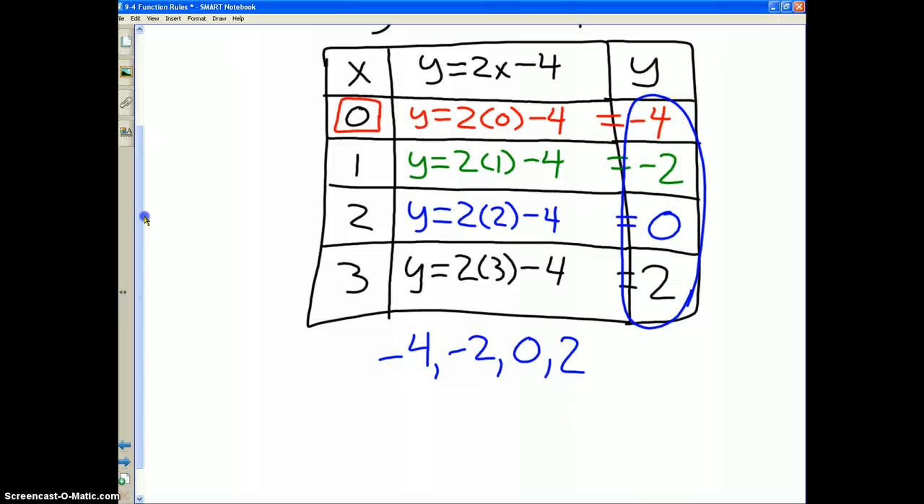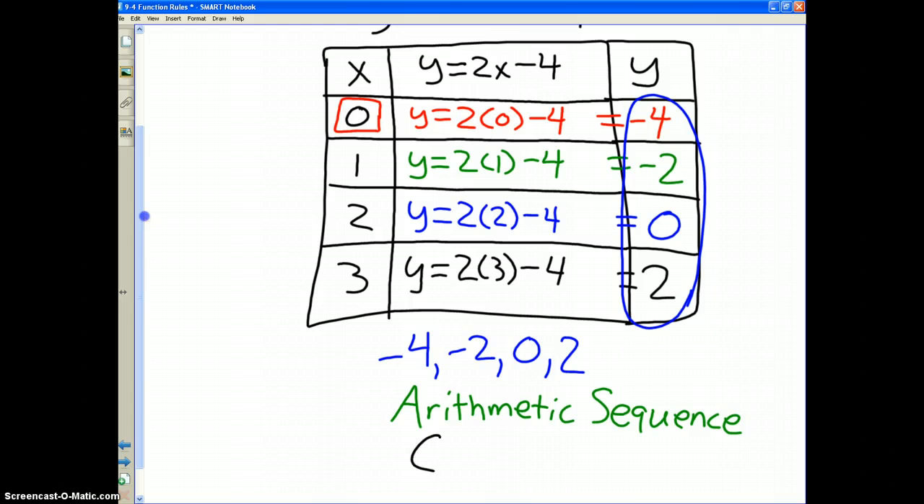And we should now be able to understand that it is an arithmetic sequence, and our common difference here would be a positive 2. So evaluating a function is just taking it a step further and actually plugging in values for x, coming out with an output, and then we get our sequence there on the right. So negative 4, negative 2, 0, and 2. Those are the three things that I wanted to cover today.